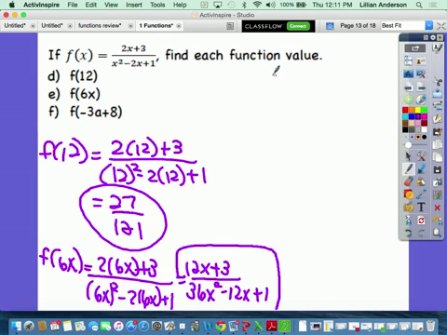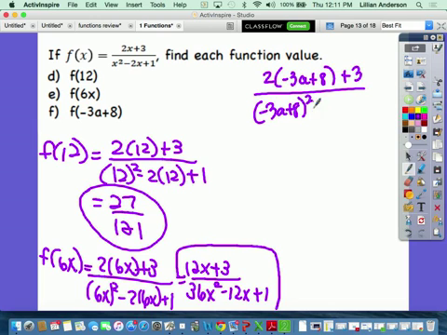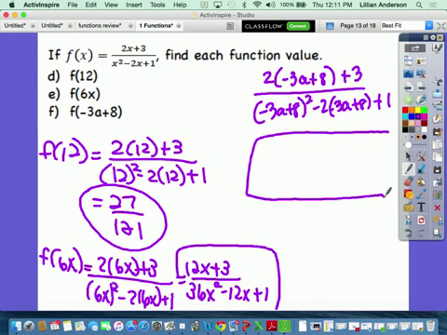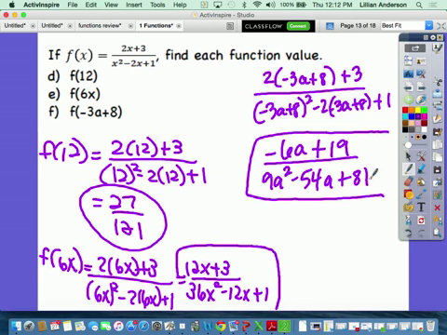And then the last one. I hope I gave you enough space to do this one because you would have had to FOIL here again. If you got this one, listen up. What did you get? Negative 6a plus 19 over 9a squared minus 54a plus 8. Is that right?